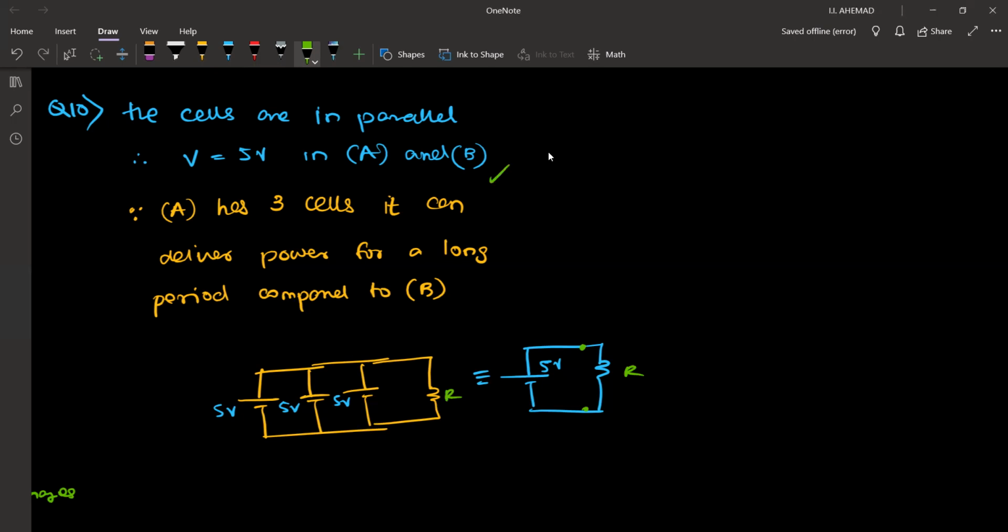So this is okay. Now the second one. Using this statement, we eliminated 1, 2, and 5. So 3 or 4 remains. Here, A has 3 cells, so it has a lot of saved, conserved energy, compared to B, where B only has 1 single cell. So A can deliver power for a longer period of time compared to B. Now look at the graphs between 3 and 4. The fourth one is more suitable, right? Got it?